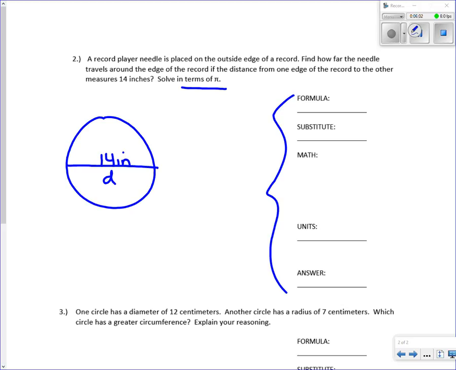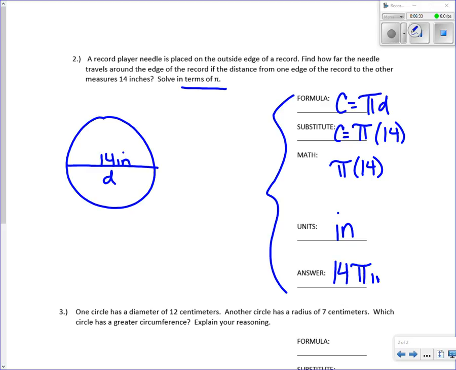So I'm going to go back and look at the top of the other paper, and I'm going to use my formula, circumference equals pi d. When I substitute in, because I'm leaving it in terms of pi, I'm going to leave my pi symbol in there, and my diameter is 14. So I actually don't have any math because I'm not going to be substituting in 3.14 or 22/7. My units are in inches. So for my answer, I'm going to combine 14 pi inches. You don't need to put a C equals in front of it. You can, it doesn't affect your answer. But your answer is 14 pi inches.